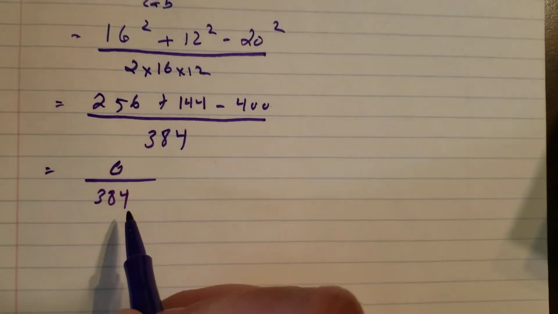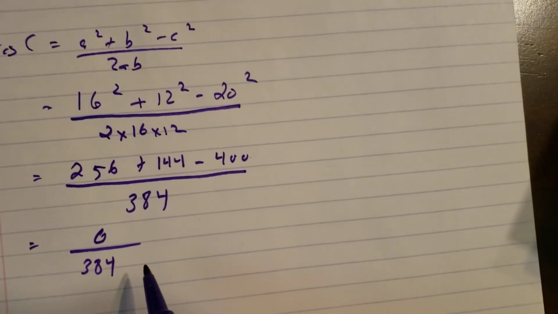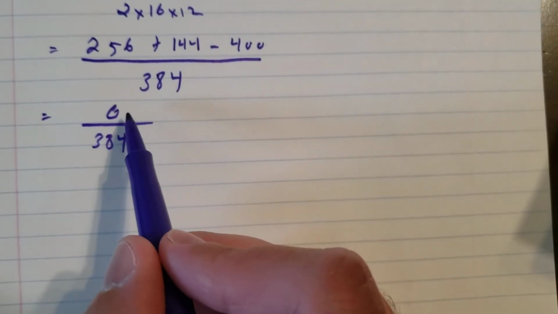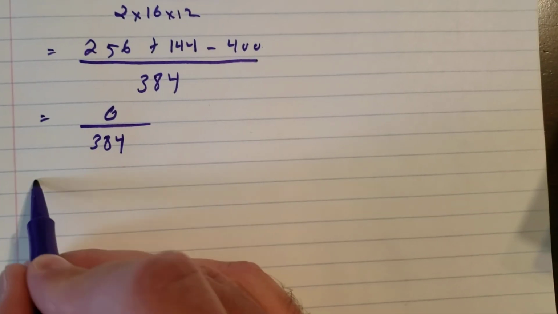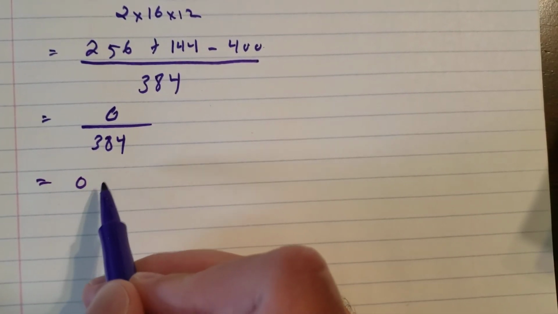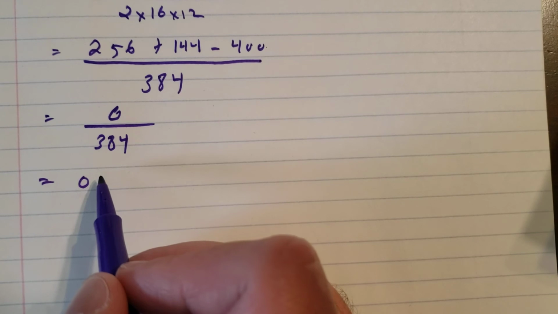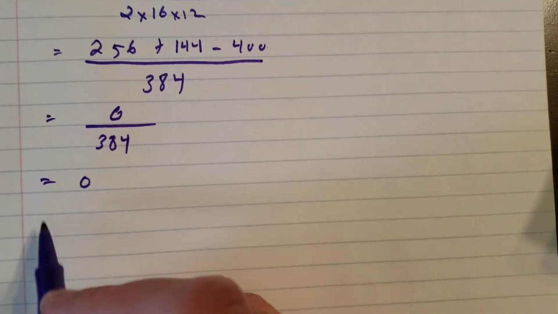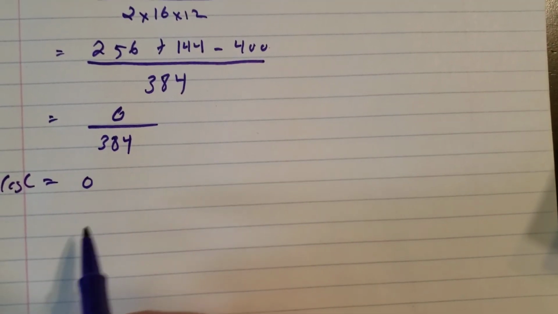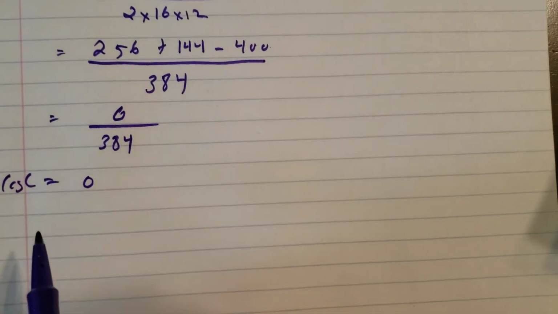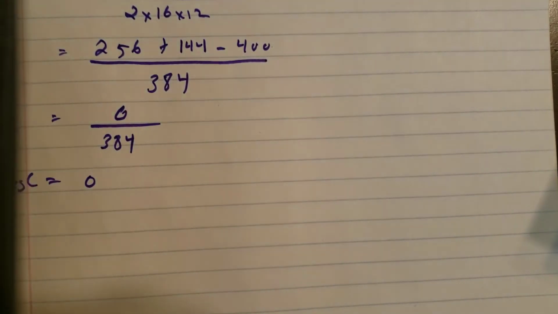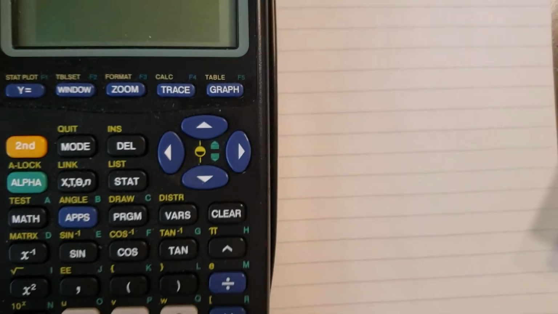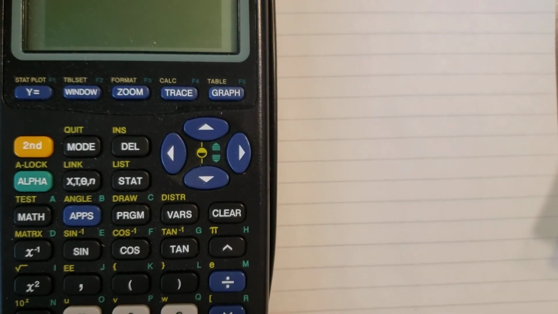This doesn't happen very often. So what happens here is I divide 0 by 384. Of course, that's going to give me 0, right? Don't get scared by the number. That's fine. So to find out what angle C is, I'm going to have to again use my inverse cosine, right? So I will clear off what I have there first of all.